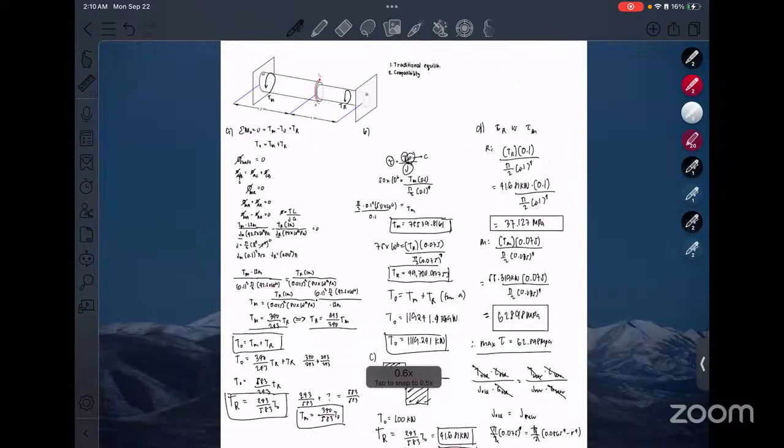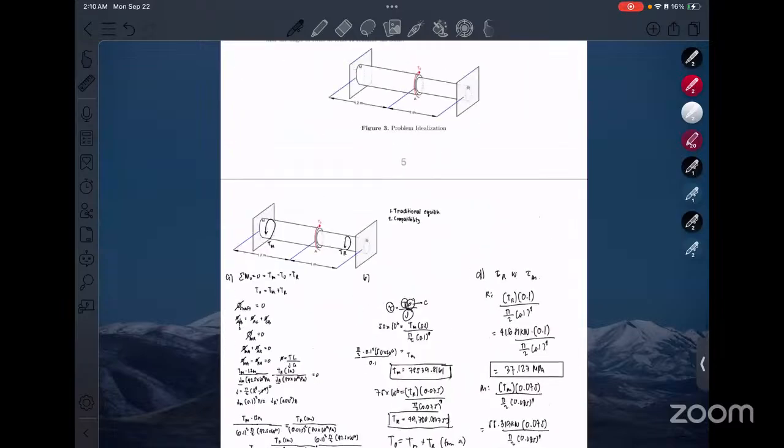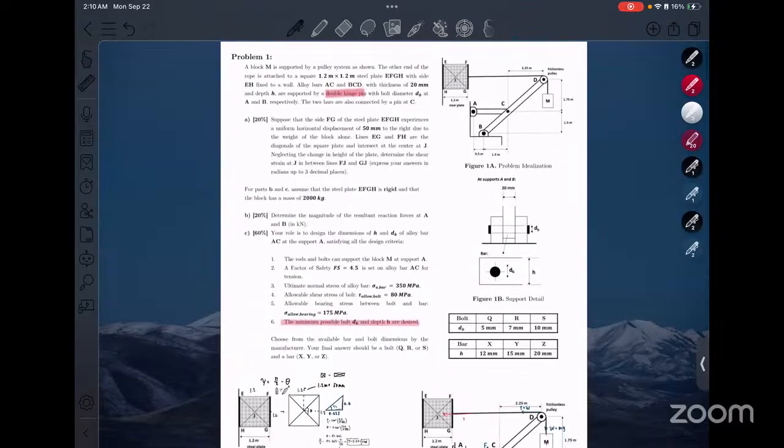Okay, so that's it. That's everything. That's ES 102. I will submit this when I've cleaned up all the solutions.